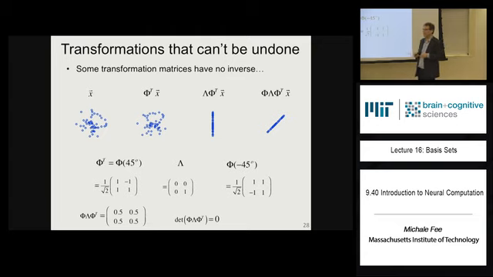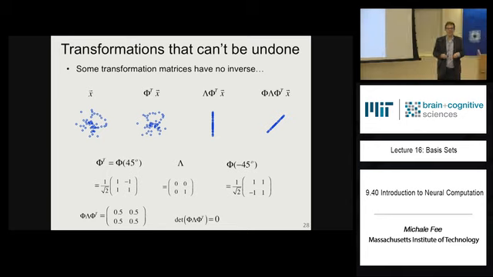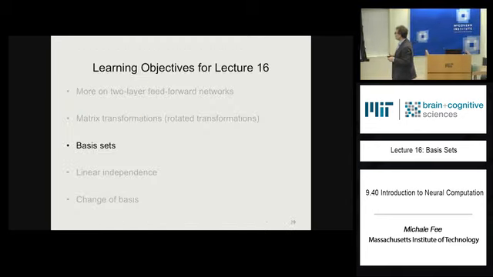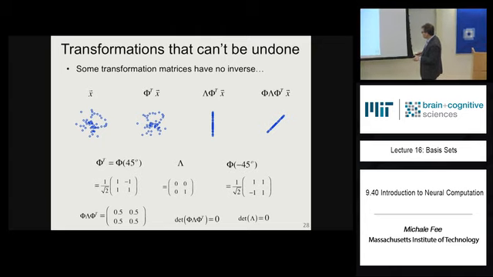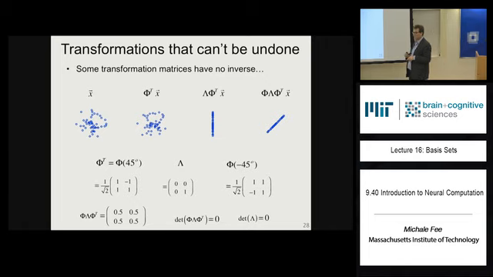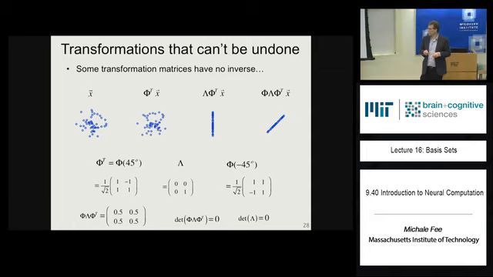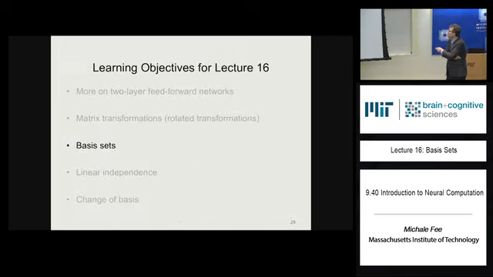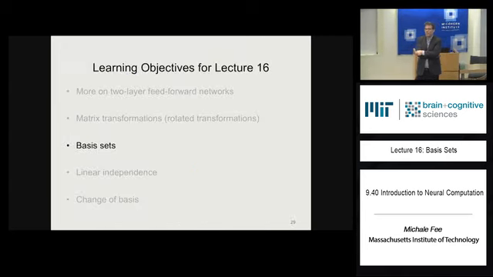Okay? All right, and we're going to get into a little more detail about why that is and what that means. The reason here is that the determinant of lambda is 0. The determinant of a product of matrices like this is the product of the determinants, and in this case, the determinant of the lambda matrix is 0, and so the determinant of the product is 0. Okay? All right, so now let's talk about basis sets.